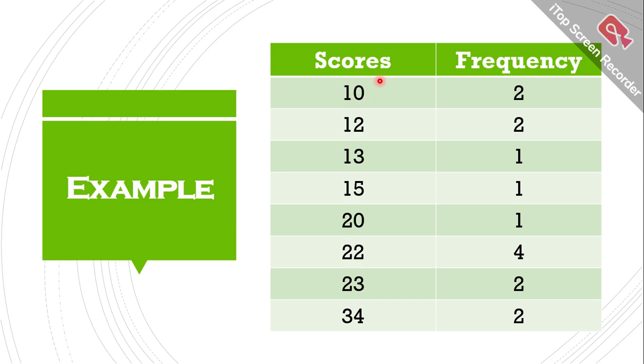So you observe the values you have there in the list, which I was talking about, ungrouped and undistributed. We have 10 with frequency 2. That means there are two 10s in the list of data. 12 also has frequency 2. That means there are two 12s in the list of data. There should be 113, 115, 120, 422s, 223, and then 234s.